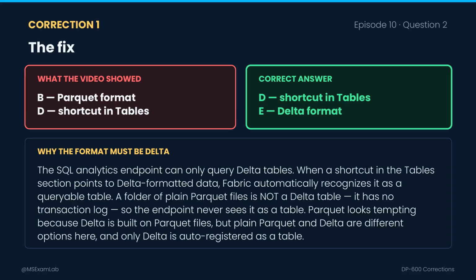Picture it concretely. Your S3 bucket holds a folder of Parquet files. You point a table's shortcut at it, open the SQL endpoint, and nothing shows up. No table, no error, just an empty catalog. Convert that same data to Delta, and the table appears instantly and becomes queryable. Parquet feels safe because Delta is built on top of Parquet files. But here, Parquet and Delta are 2 separate options, and only Delta gets auto-registered.